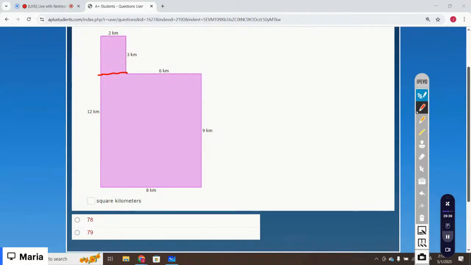Let's just divide the figure into smaller figures and calculate the areas. 2 times 3 is 6, and 9 times 8 is 72 square kilometers, so which is the correct option? 72 plus 6 is 78. Option number 1 is the correct option, that is 78 square kilometers.